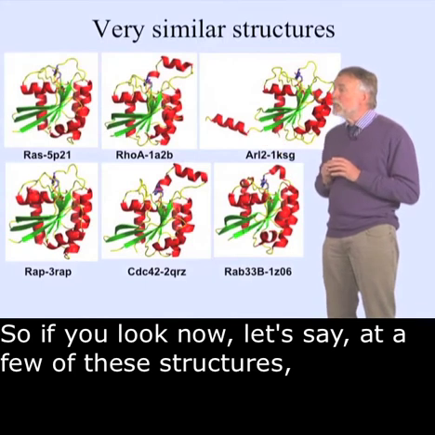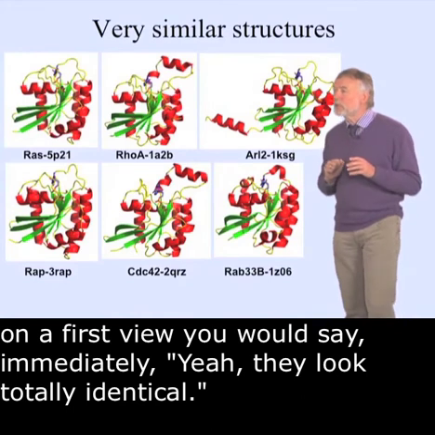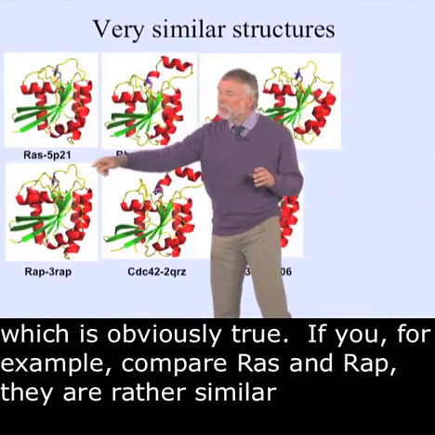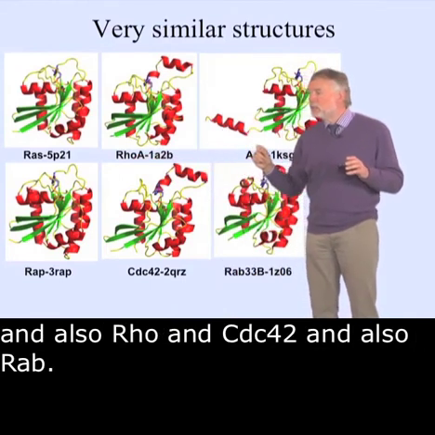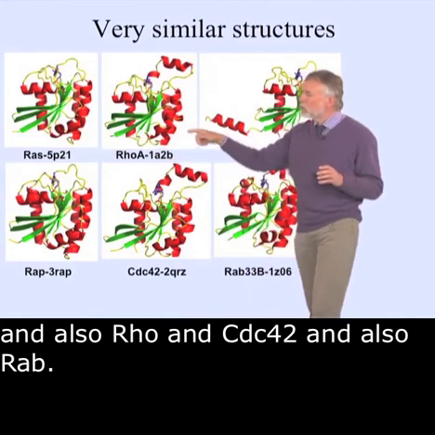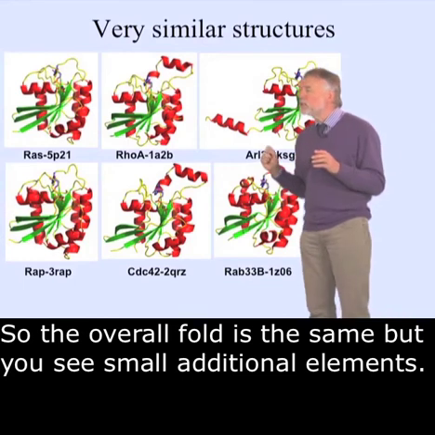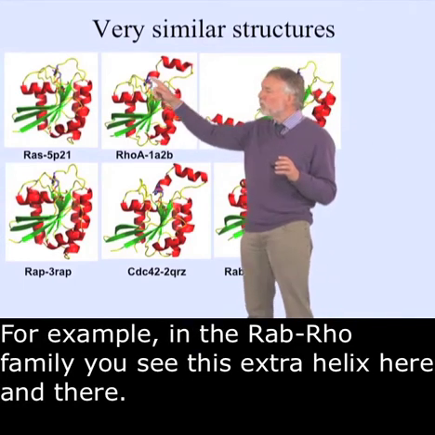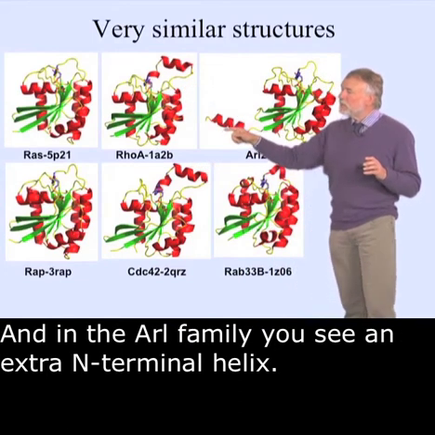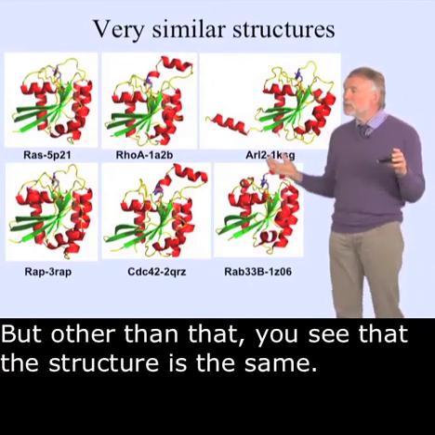So if you look at a few of these structures, at first view you would immediately say, yeah, they look totally identical, which is obviously true. If you compare RAS and RAP, they are rather similar. And also Rho and CDC42, and also AL and RAP. So the overall fold is the same, but you see small additional elements. For example, in the RAP Rho family, you see this extra helix here and there. And in the AL subfamily, you see an extra N-terminal helix. But other than that, the structure is the same.